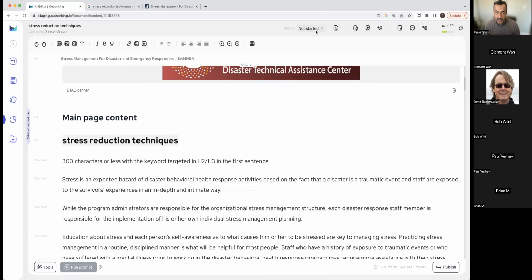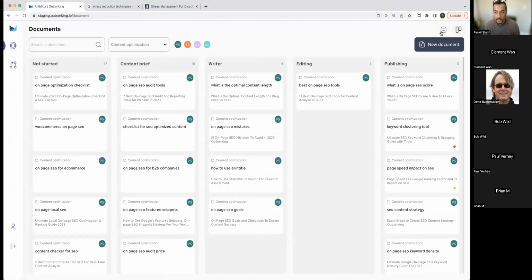And all of these statuses that are changed, you can follow in your dashboard and document workflow view to follow these and move the steps along.